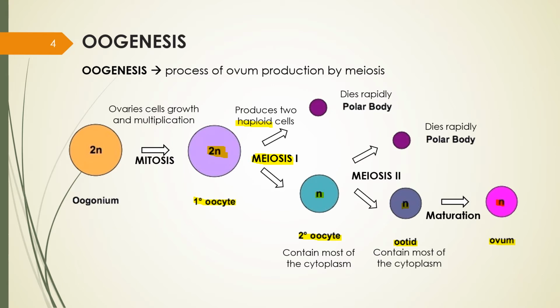So, one cell, one oogonium, multiplies and transforms into first oocyte that is also diploid. And then it goes to meiosis 1, forming the second oocyte that goes into meiosis 2, that forms the ootid that matures and finally forms the ovum. Okay, so you're gonna see in the next video about the male. It's gonna be different, okay? This happens just for female.